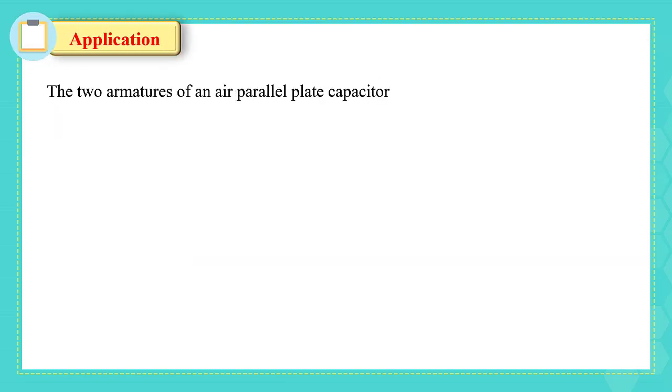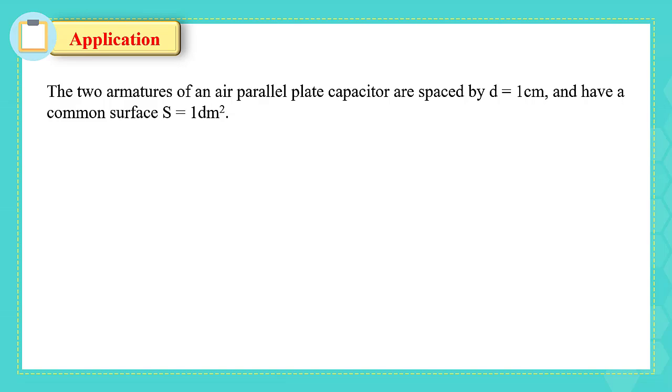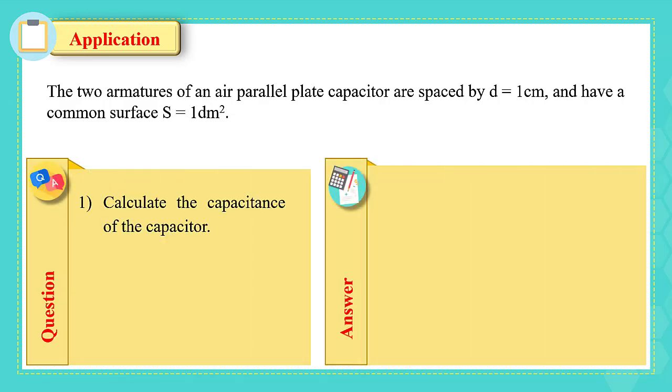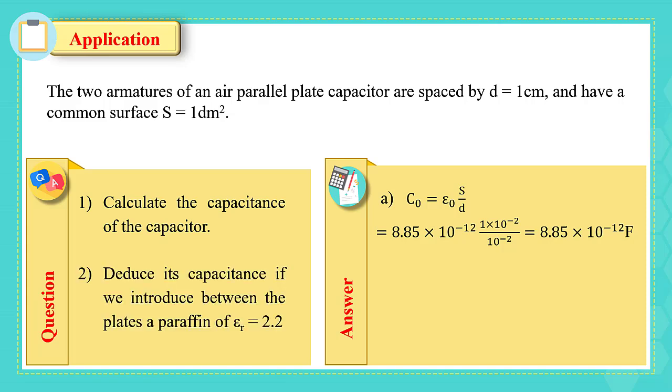Application number 4. The two armatures of an air parallel plate capacitor are spaced by d is equal to 1 cm and have a common surface area S is equal to 1 decimeter squared. Part A, calculate the capacitance of the capacitor, and in part B, I have to deduce the capacitance if we introduce another dielectric between the plates, which is the paraffin of epsilon r is equal to 2.2.